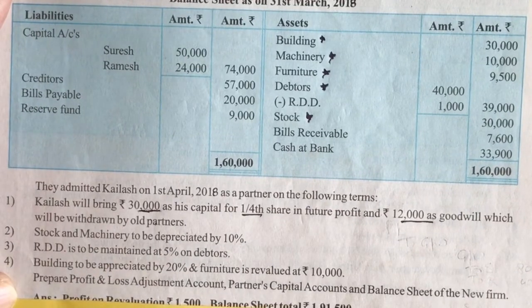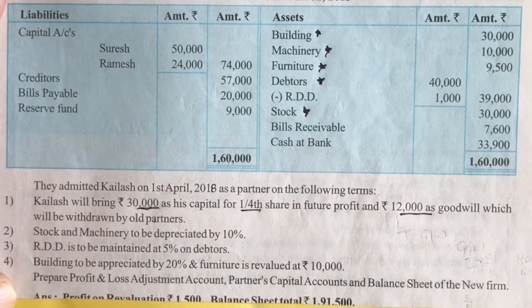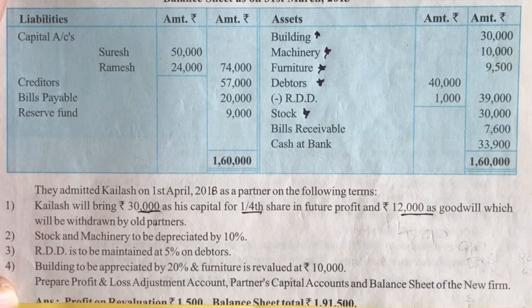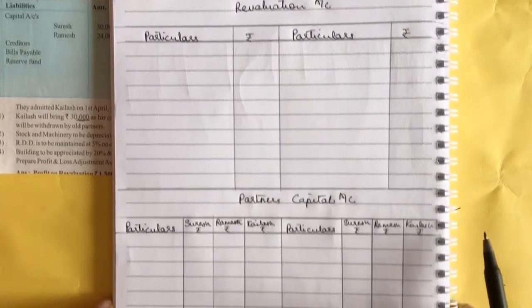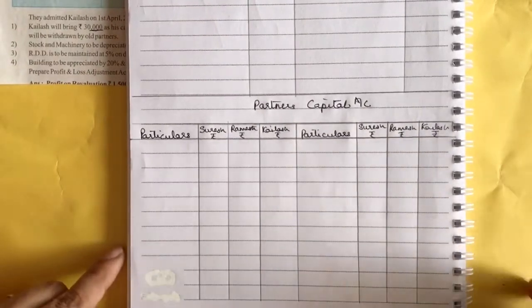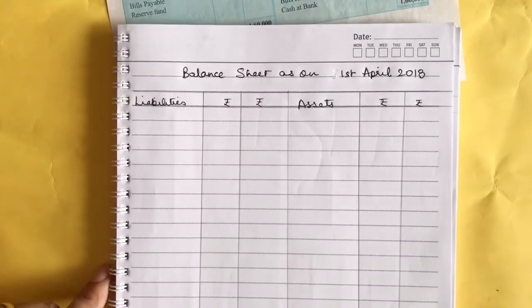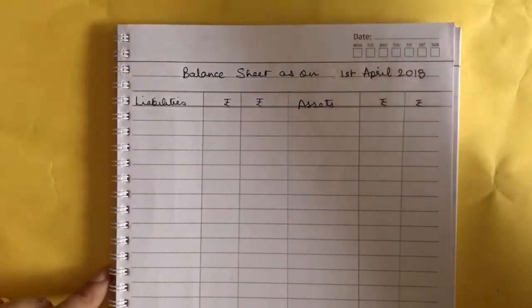Prepare profit and loss adjustment account, partners capital account and balance sheet of the new firm. So let us prepare the accounts. Here I have prepared revaluation account or profit and loss adjustment account, partners capital account, and also prepared the balance sheet. Okay. Now let's start with the sum.